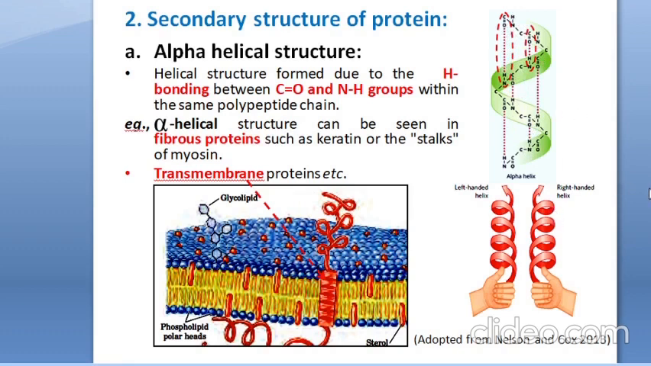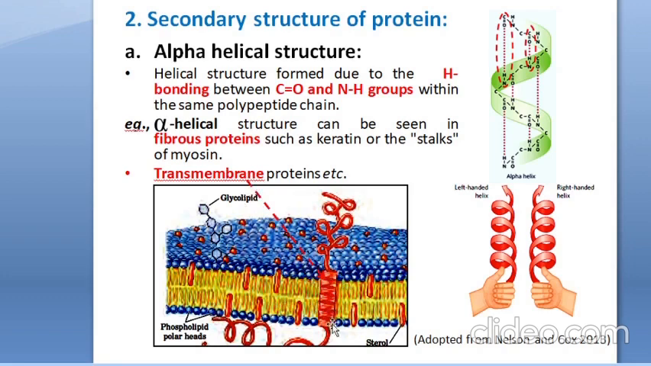Again, there may be two possibilities in alpha helical structure. We may have a left-handed helix or a right-handed helix. One example of an alpha helical protein is the transmembrane protein. If you see the structure of the fluid mosaic model in your textbook, you'll see the presence of transmembrane protein in the fluid mosaic model.